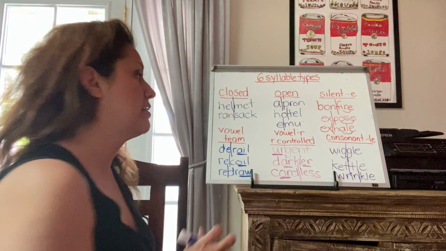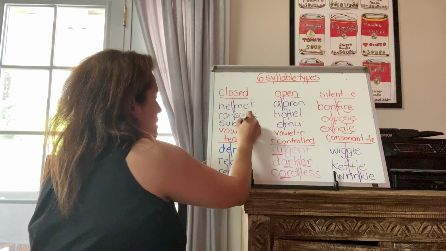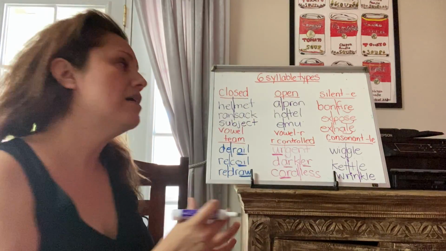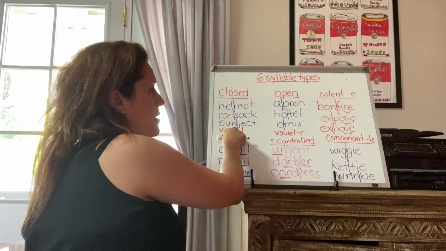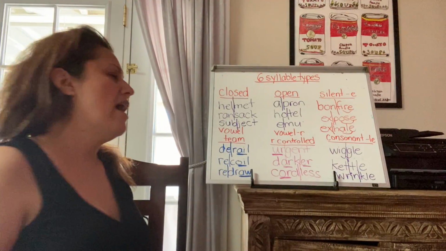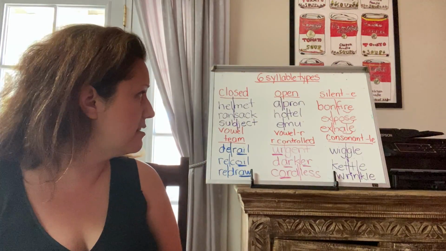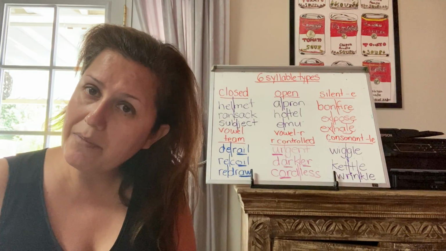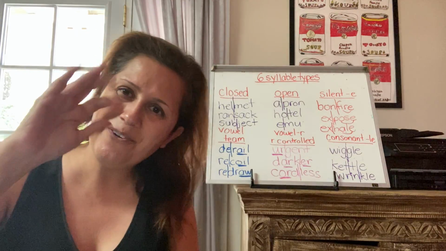Let's do subject. All right, let me see where to break that syllable. Sub, ject. And so it stopped on a consonant, not a vowel. And that's a short vowel sound. So these are the 6 syllable types. I hope you guys enjoyed the lesson, and maybe you guys can try a couple of words, okay? Thank you. Bye.